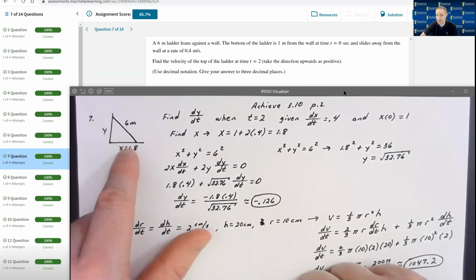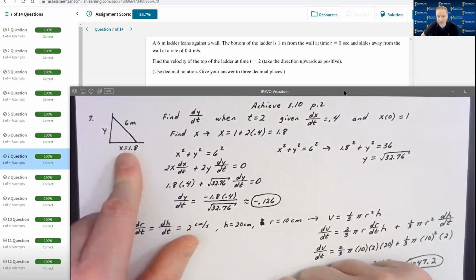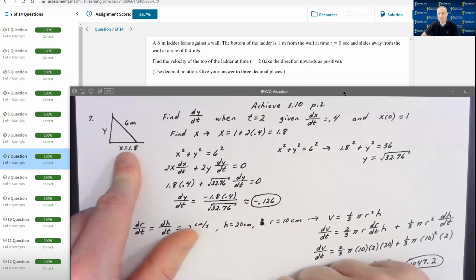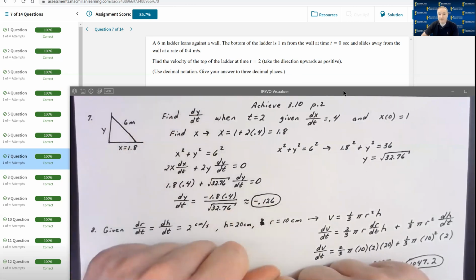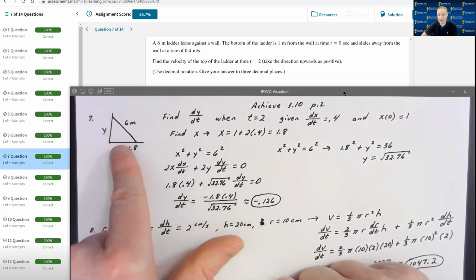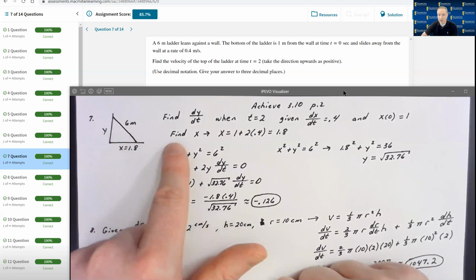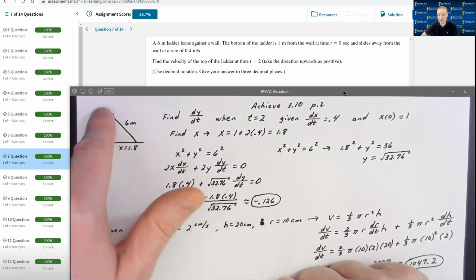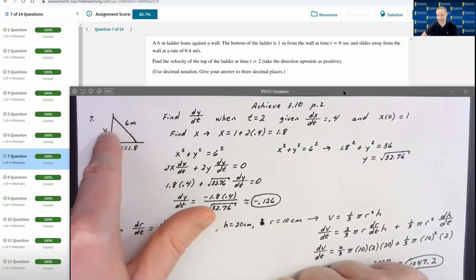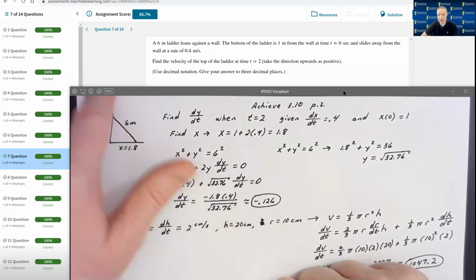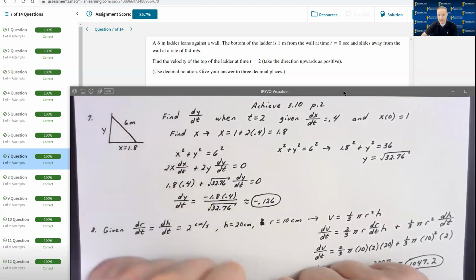So you can see I did not label x as 1 meter. That's because that's not the length of x at the point of interest. So it says to find the velocity of the top of the ladder at time t equal 2 and take any upwards direction as positive. Well, I automatically know if the ladder is sliding away from the wall and it's also sliding down the wall, dy dt is going to be negative in this problem. It's not going to be positive. Up would be positive, down is going to be negative.